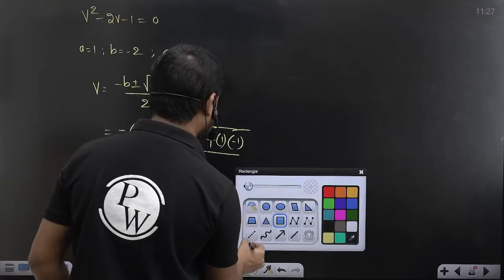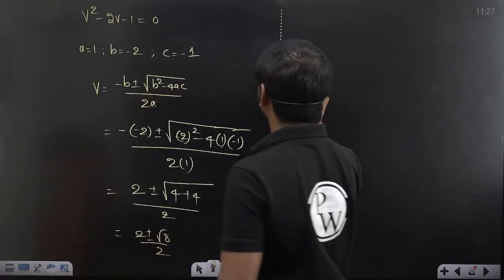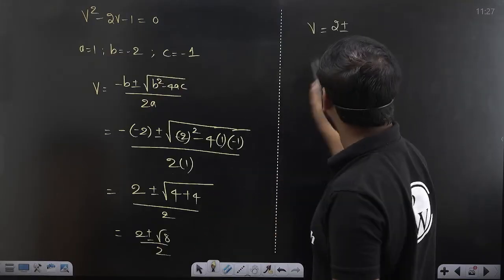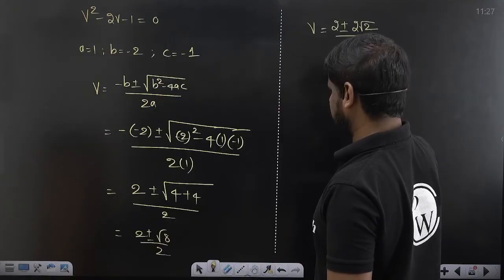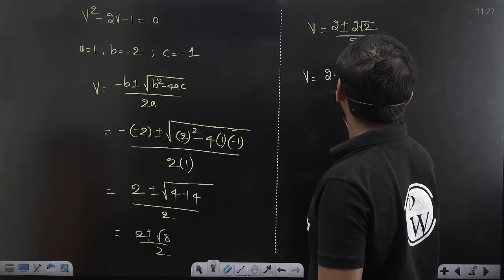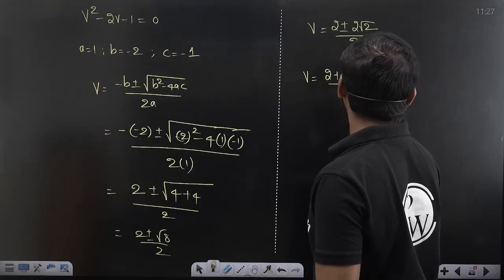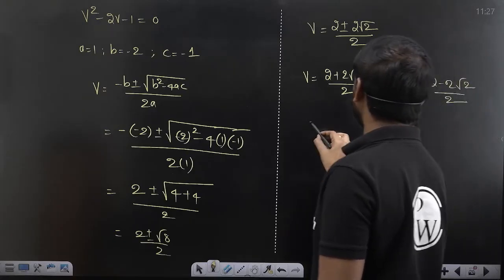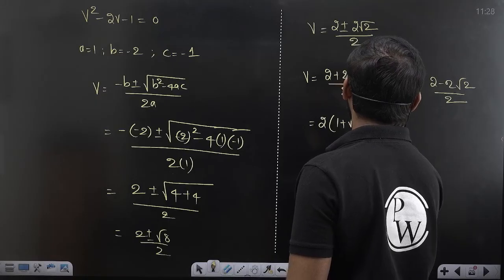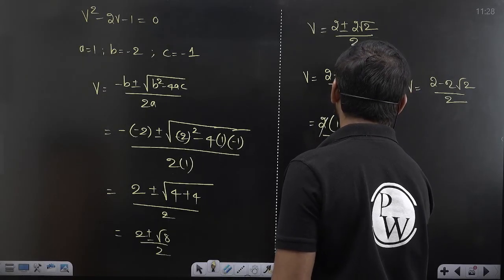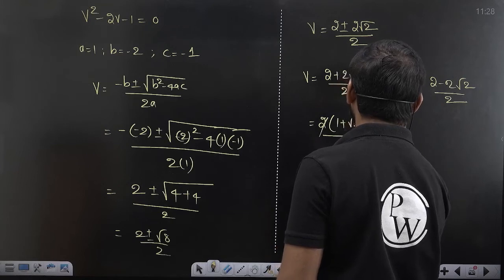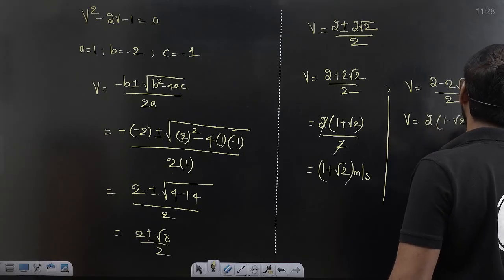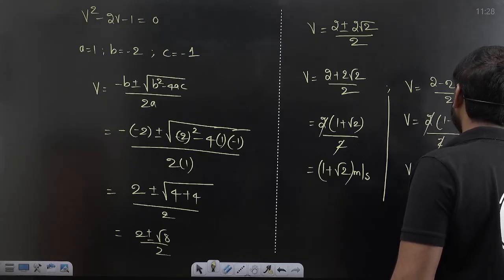So which I can write here: v is equal to 2 plus or minus, I can write 8 as 4 into 2, so 4 comes out as 2 root 2, by 2. So v is equal to either 2 plus 2 root 2 by 2, or v is equal to 2 minus 2 root 2 by 2. So here if I take 2 common, 1 plus root 2 by 2. So 2 cancels, it should be 1 plus root 2 meter per second. Or v is equal to, if I take 2 common, 1 minus root 2 by 2. So 2 cancels, which is 1 minus root 2.